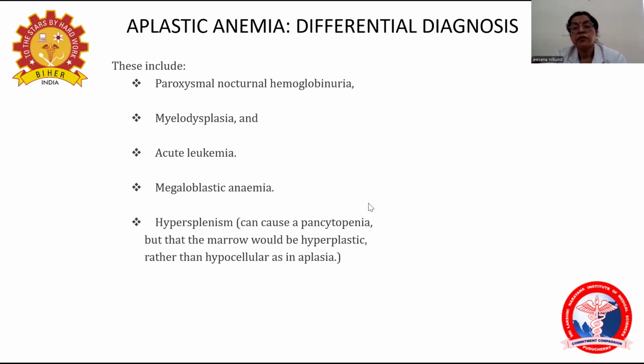What are the differential diagnoses in case of aplastic anemia? All the causes of pancytopenia are the differential diagnosis for aplastic anemia. So it may be paroxysmal nocturnal hemoglobinuria, myelodysplasia, acute leukemia, megaloblastic anemia, or hypersplenism. Hypersplenism is a little different from the others, in that there is pancytopenia, but the marrow is hyperplastic.